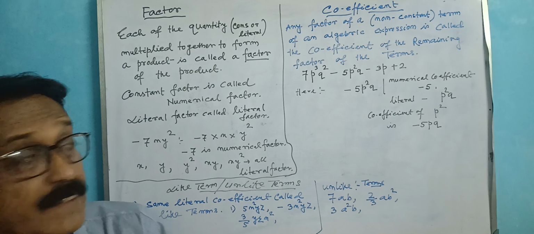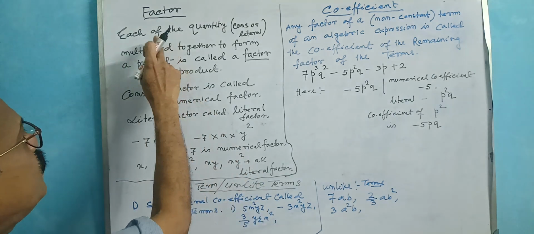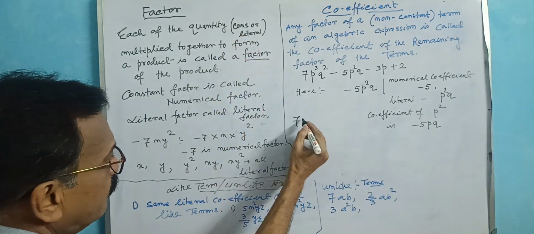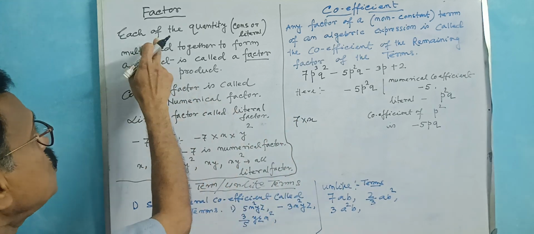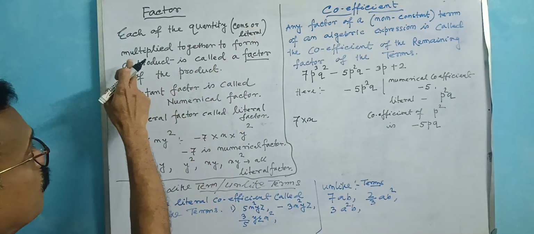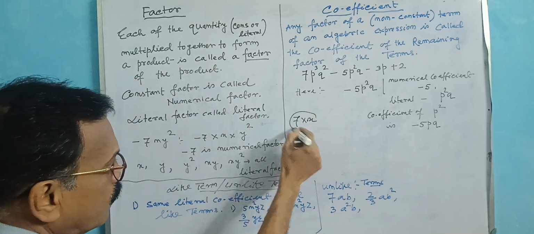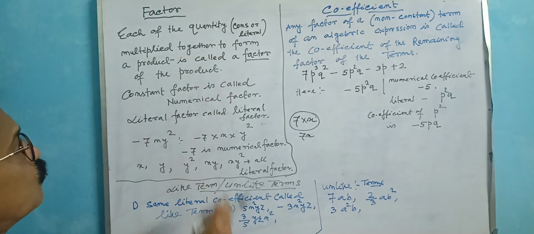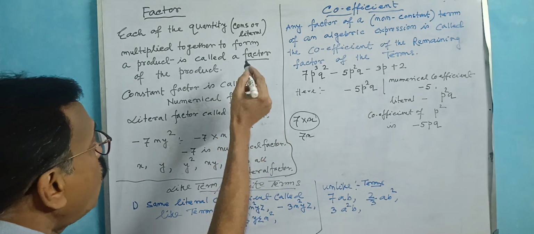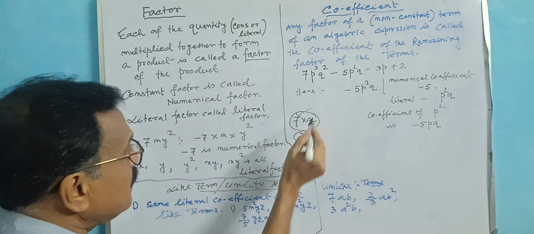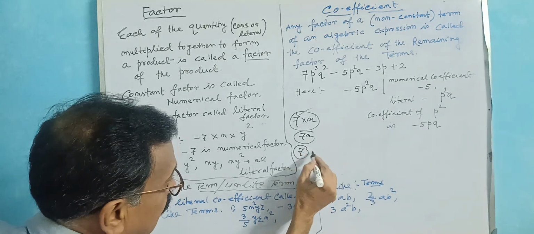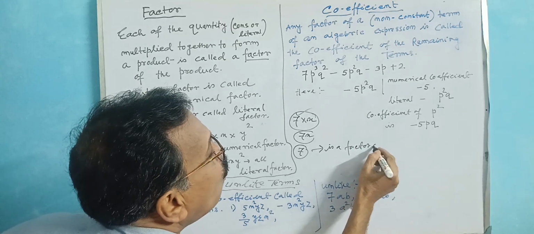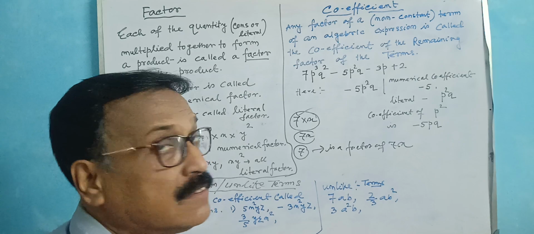Suppose here each of the quantities, constant or literal, multiplied together to form a product. Multiplied together to form a product, each is called a factor of the product. That means 7 separately is a factor of 7x. 7 is a factor of 7x. That is very important. The concept must be clear.